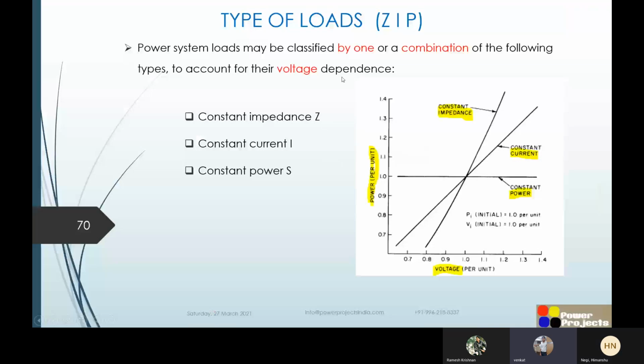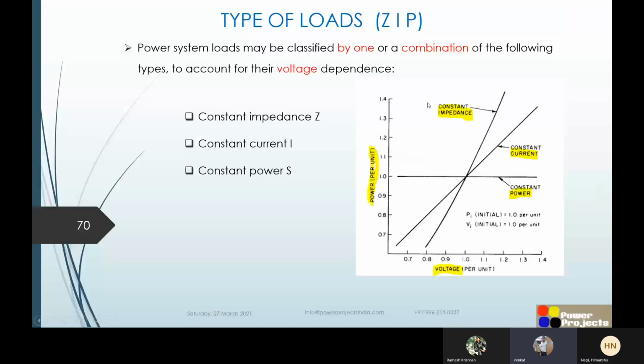Then what is the main difference between constant power load, constant current load, and constant impedance load that we should know before going for the modeling? In the right side corner, can you see this? This is nothing but how your ZIP load will perform depending on the voltages. We should know how the ZIP load is dependent on the voltage before going for the concepts.